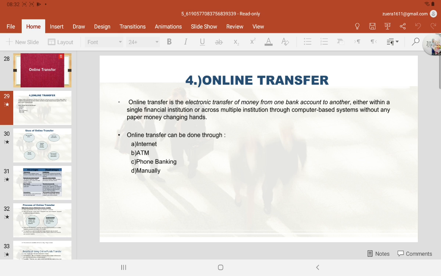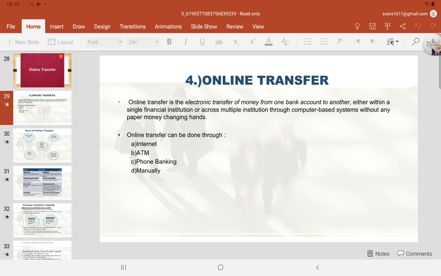So the product offered by the commercial bank for the online transfer, which the customer can do firstly through the internet, which customers nowadays usually use for internet banking. We can also do the online transfer by using an ATM machine, or by using phone banking, or we can do it manually. So this is the online transfer, or electronic transfer of money from one bank to another bank's account.